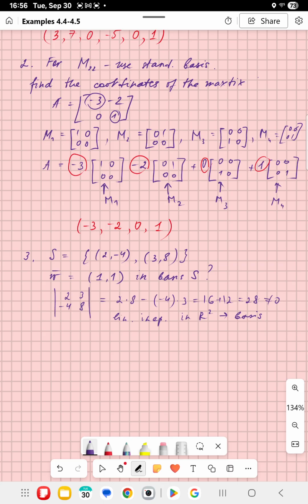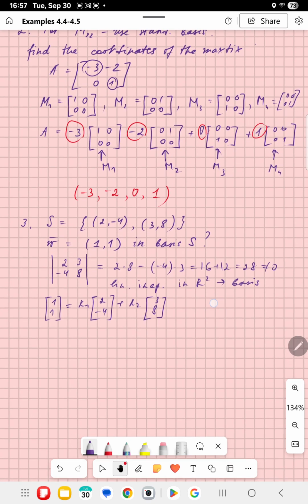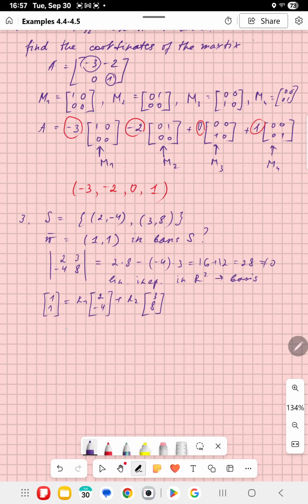Now, how do we find the coordinates? Well, we do have our vector W. I'm going to write it down as a column vector, and then I'm going to have K1, the first coordinate, times my first basis vector, and K2, the second coordinate, times my second basis vector. Now I just need to solve a system of equations, which is going to look like this: 2, -4, 3, 8, and 1, 1 here, right? These are the unknowns, and if I figure them out, they're going to be my coordinates.